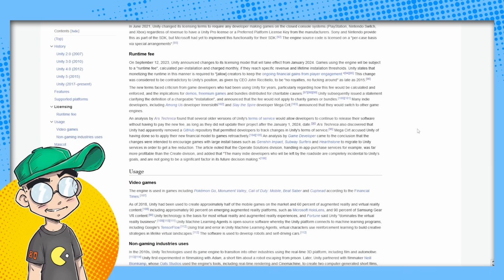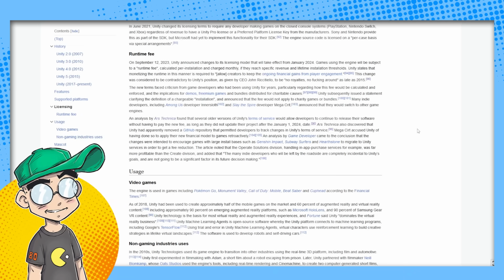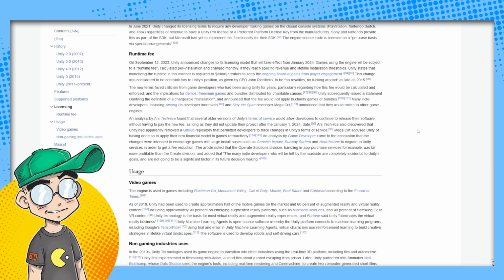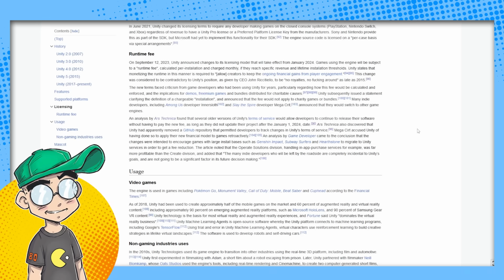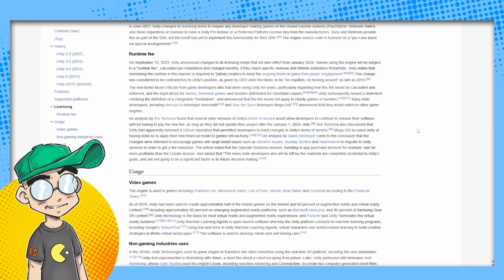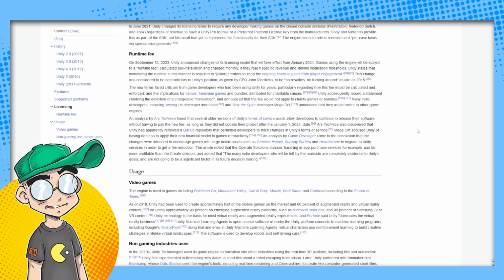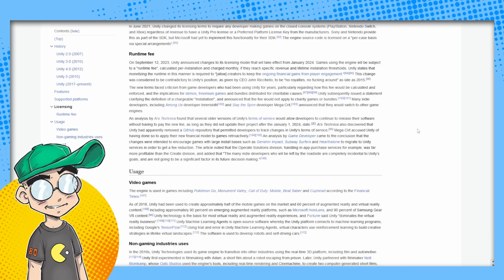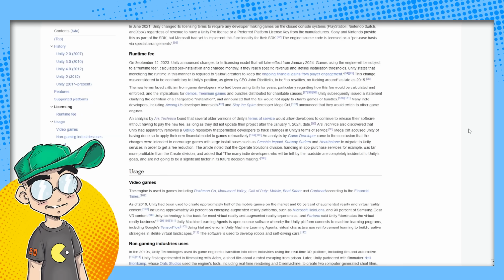This change was considered to be contradictory to Unity's position as given by CEO John Riccitiello: no royalties, no effing around, as of 2015. That was 2015. Now we're in 2023 and everything's pay to play. Literally, it's pay to play. The new terms face criticism from game developers who have been using Unity for years, particularly regarding how the fee would be calculated and enforced, and the implications for demos, freemium games, and bundles distributed for certain charitable causes.